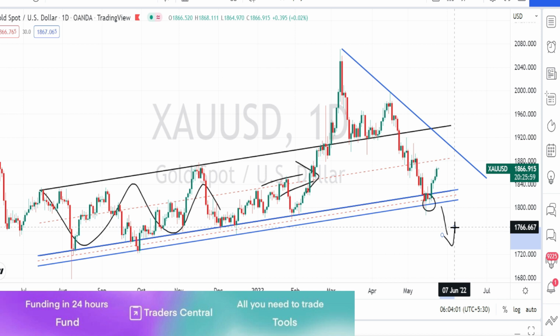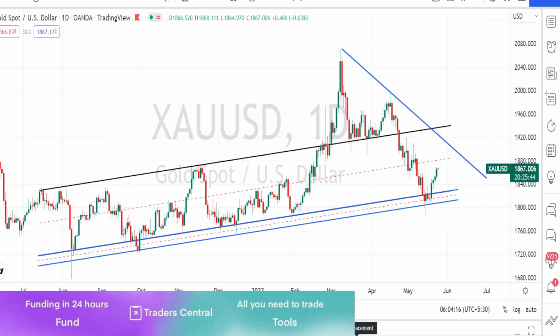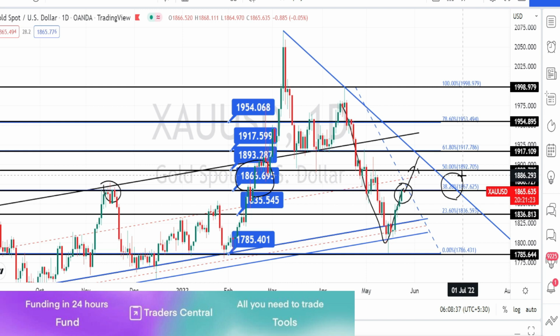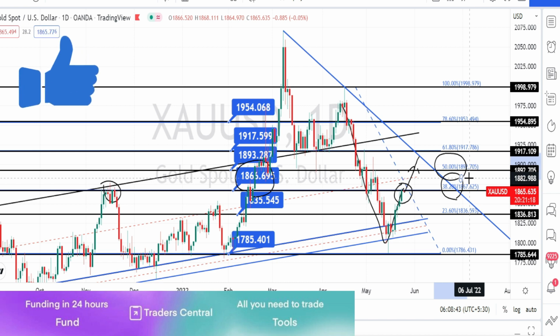And when we look at the support and resistance levels in daily time frame, currently the price action has retraced up to the resistance level of 38.20% in Fibonacci's retracement tool, which is going to be around 1866. This level had acted as a very strong resistance level in the past also. So if the price action needs to continue its bullish retracement, it has to break this resistance level in order to continue further. Next level of resistance is going to be around 50% retracement level, which is around 1892.